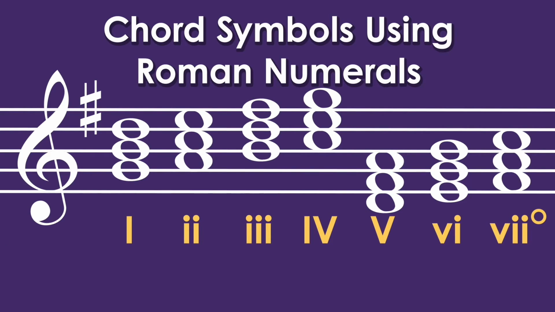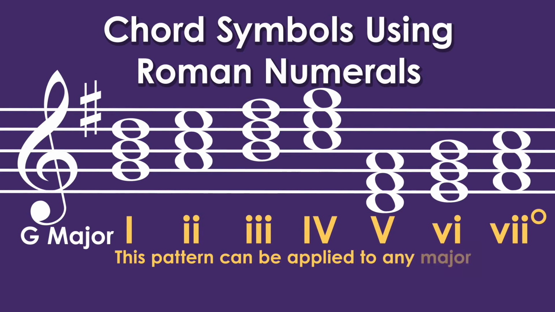This example is for G major. And since all major scales have the same intervals between the notes, this pattern of Roman numerals can be applied to any major scale. The 1, 4, and 5 chords are always going to be major. The 2, 3, and 6 chords will always be minor, and the 7 chord will always be diminished. I think this is what makes the Roman numeral system unique from the letter system. You can use it to describe the functions of chords across different keys without having to change the names.